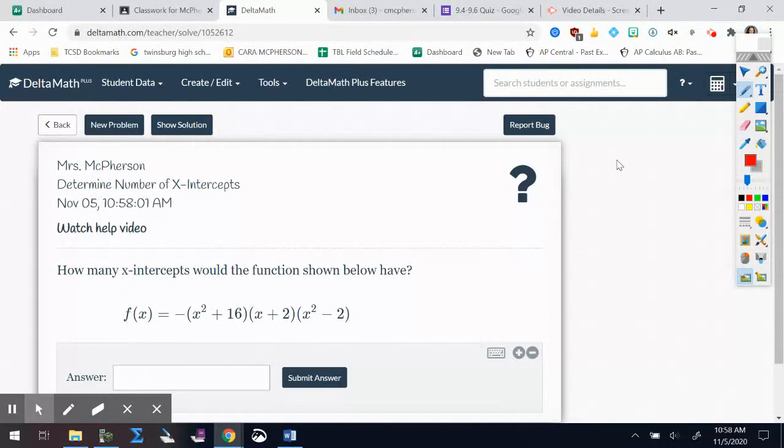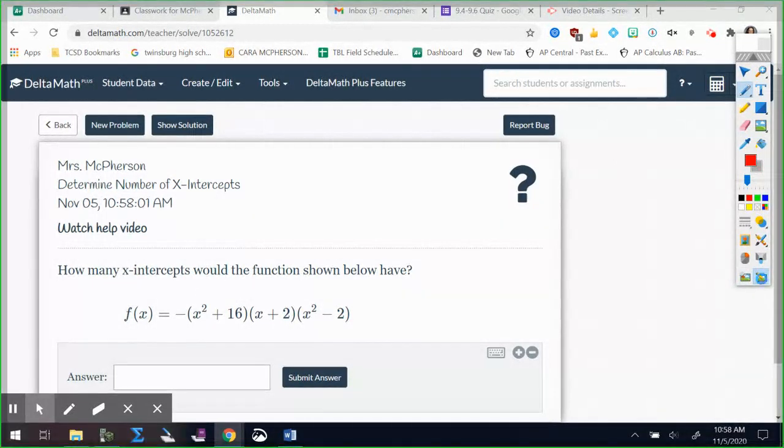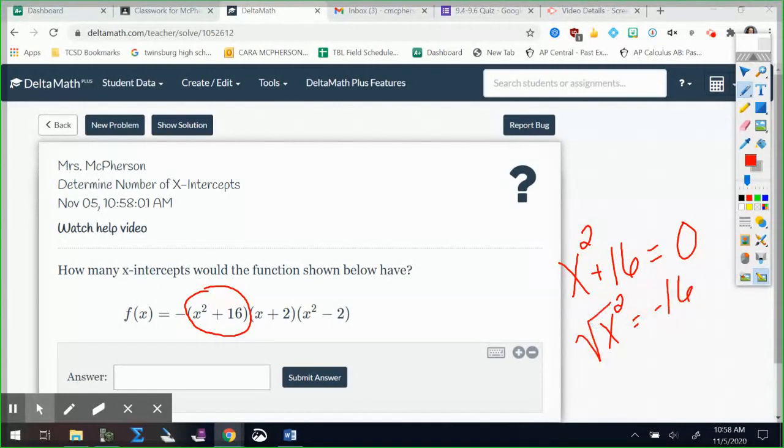So if you have something like this and the question just wants to know how many x-intercepts, obviously first you're looking for your x's. We have a couple different things that happen here. I want to really focus in on this factor right here. If you have x squared plus any number and you're trying to set that equal to 0, let me show you what happens. If I get x squared by itself, I'm going to subtract 16 on both sides. If I take the square root of both sides, the first thing you should realize is I'm going to get something that's imaginary because I have a negative under a square root.